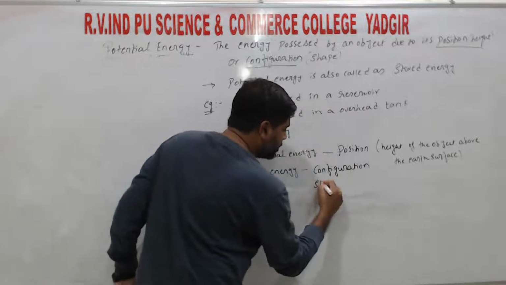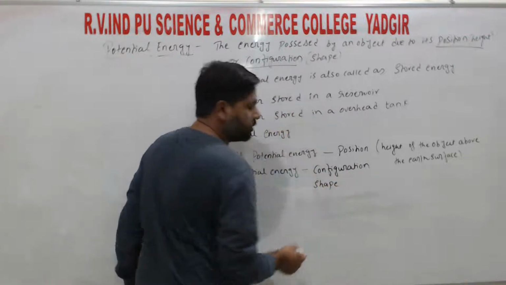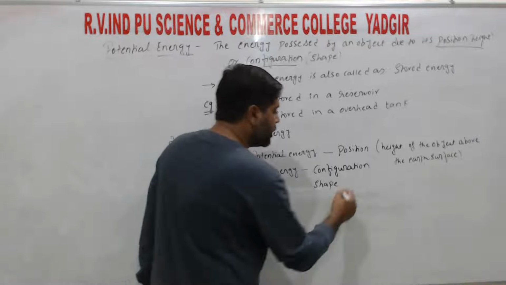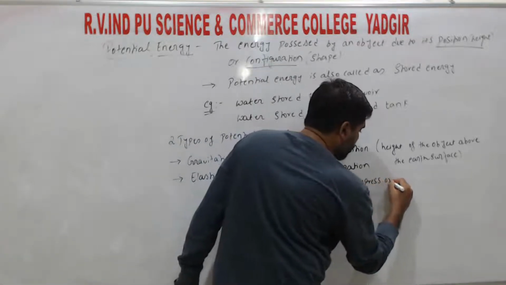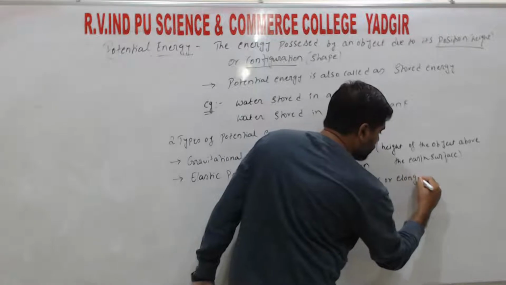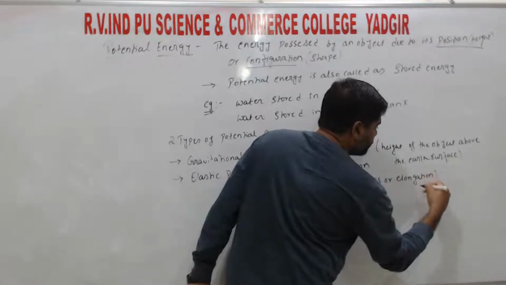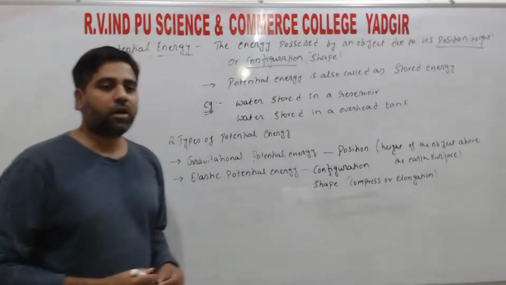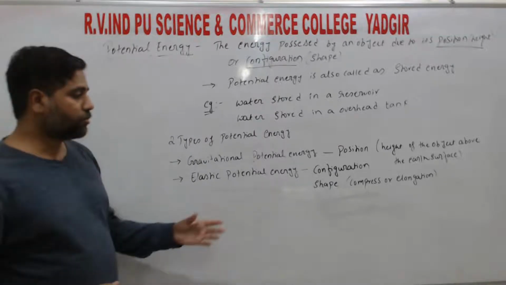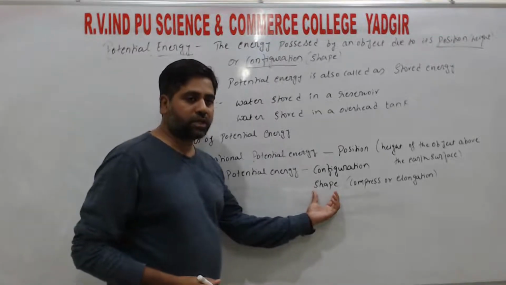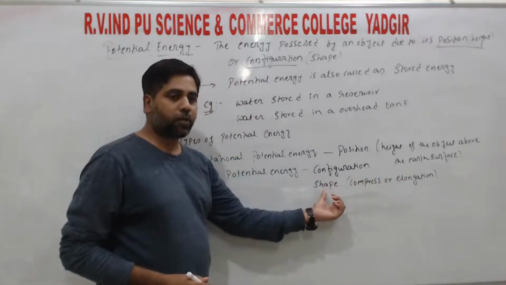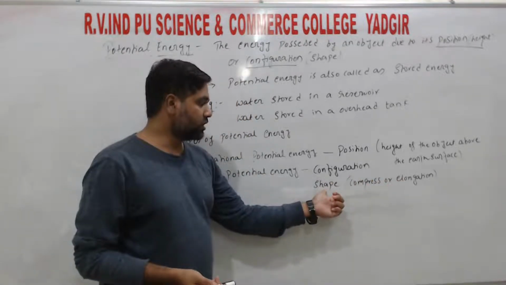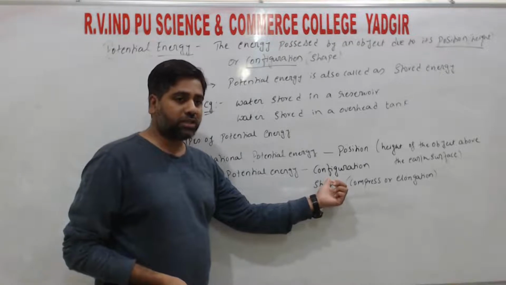Configuration is nothing but the shape of the object. Shape means either it may be compressed or it may be elongated. So it may compress or it may elongate. If it is compressing, the shape of the object is changing. If it is elongating, the shape of the object is also changing. That means the configuration is changing.